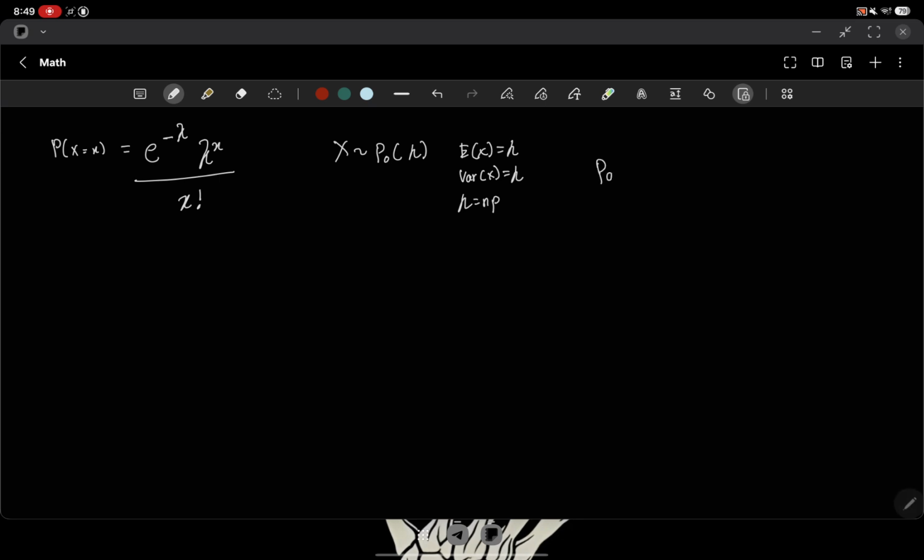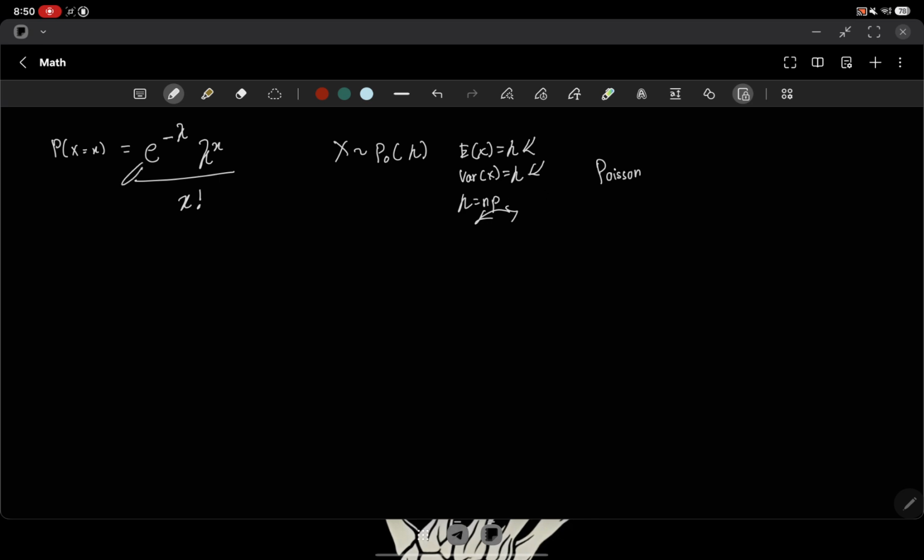This is called the Poisson probability. For the Poisson probability, we have the mean value, which is lambda, which is equivalent to the variance. In order to find the mean value, if the question doesn't give any, we could just take the total times the probability.